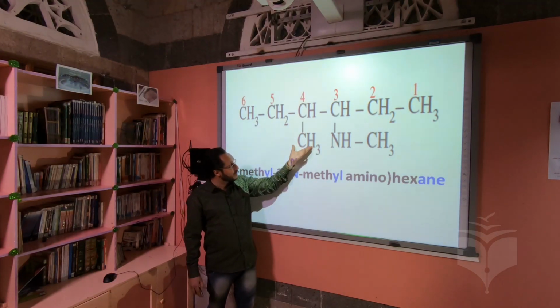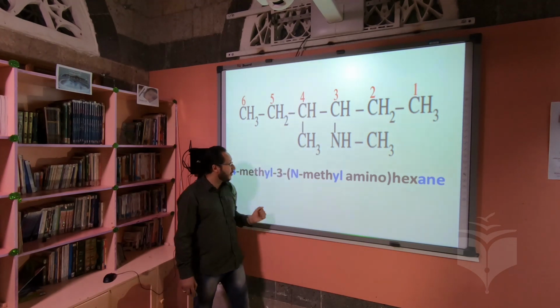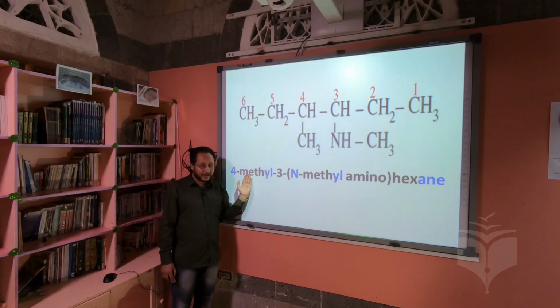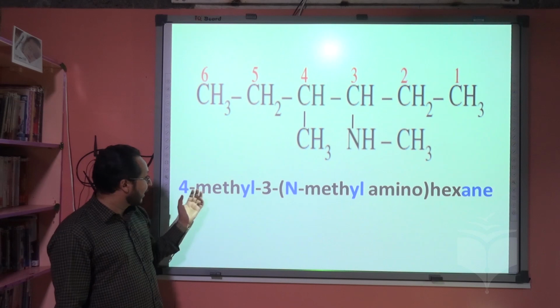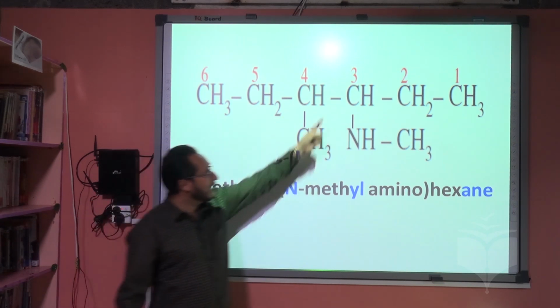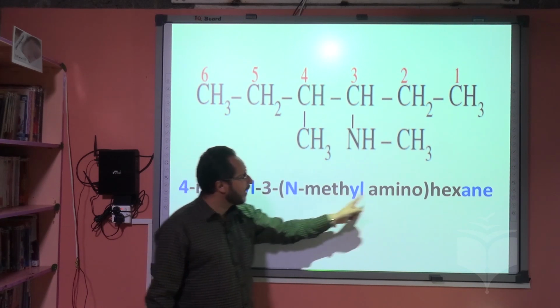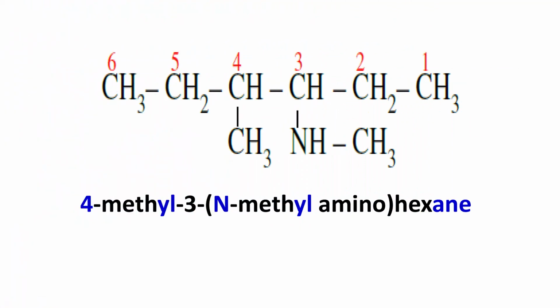We have another branch. What do we call it? We call it methyl. So this methyl is at carbon number 4. So we write 4-methyl-3-N-methylamino hexane, because at carbon number 4 we have a methyl group, at carbon number 3 we have N-methyl amino, and the longest chain is hexane.